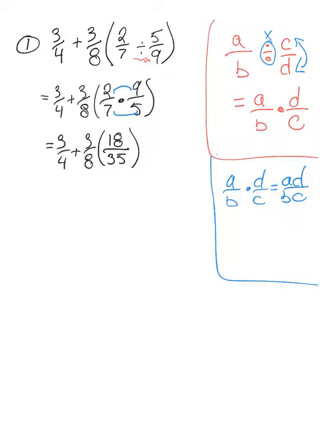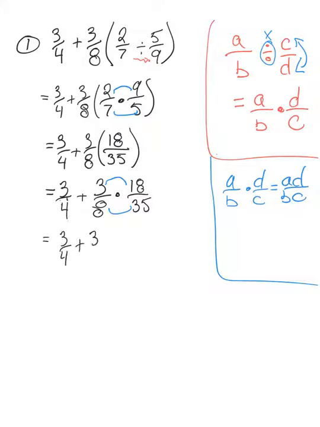So now we need to focus on multiplying through the new fractions. So this is actually the exact same as 3/4 plus 3/8 times 18 over 35. So we can use the blue part again. Multiply, multiply. Oh, sorry, that was a 4. So which equals 3/4 plus 3 times 18 over 35 times 8.